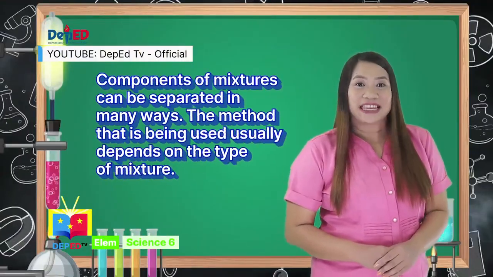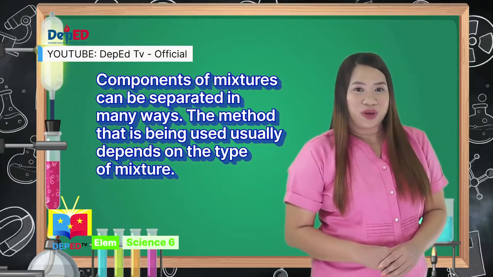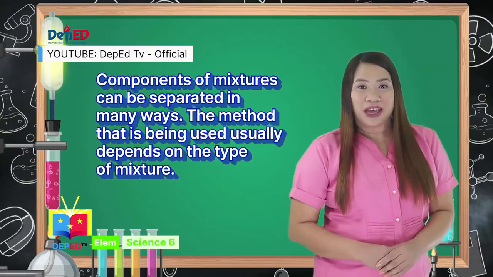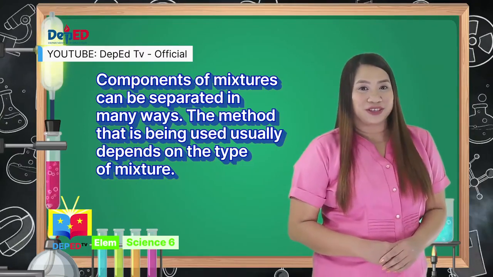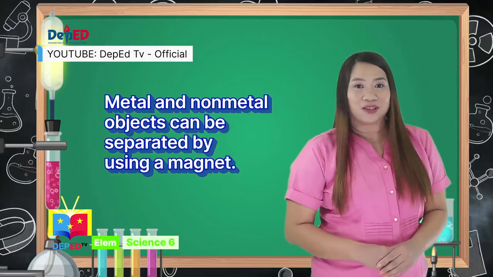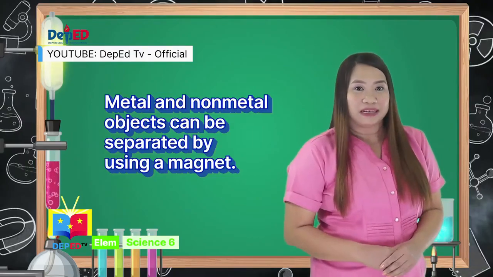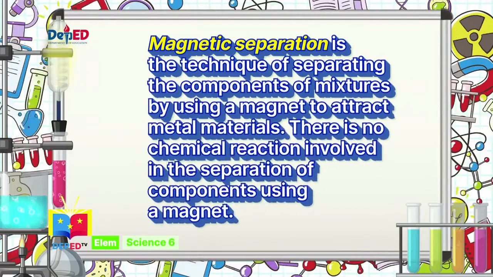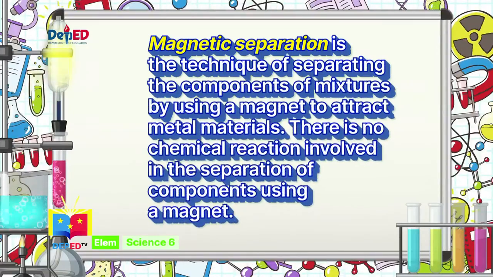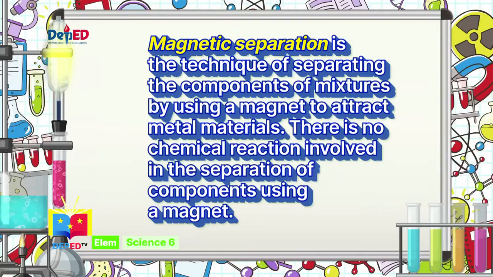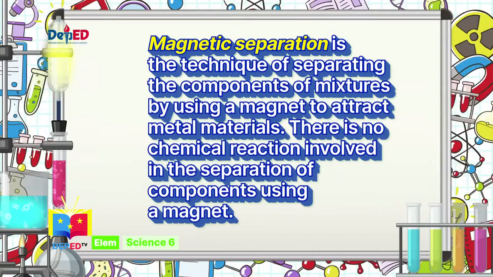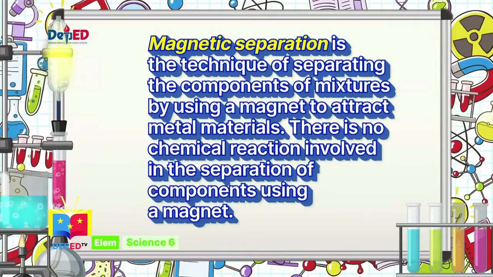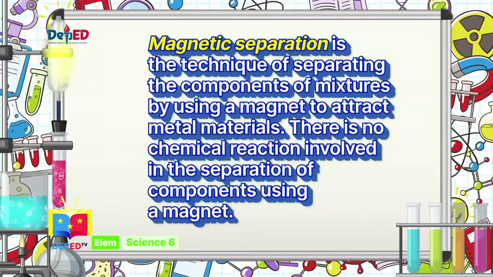Components of mixtures can be separated in many ways. The method that is being used usually depends on the type of the mixture. Metal and non-metal objects can be separated by using a magnet. Magnetic separation is the technique of separating the components of mixtures by using a magnet to attract metal materials. There is no chemical reaction involved in the separation of components using a magnet.